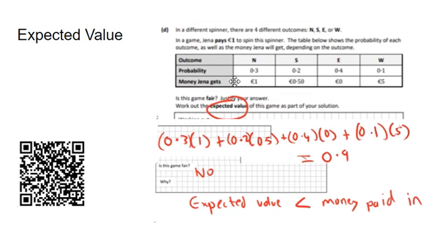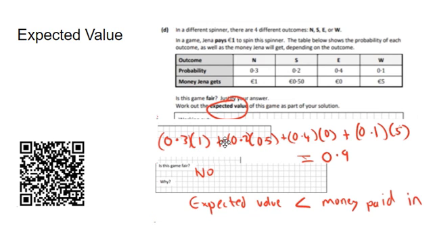Right, this is expected value. This may only come up as part of a question, but you'll see here, it's the outcome. It'll give you a probability and then money, in this case money that Jenna gets. So the probability that N comes up is 0.3, but if that happens, she gets €1. And if S comes up, the probability of it coming up is 0.2, but if it does, she gets 50 cent, and so on. So this is always just multiplying the probability by the value of money for it.